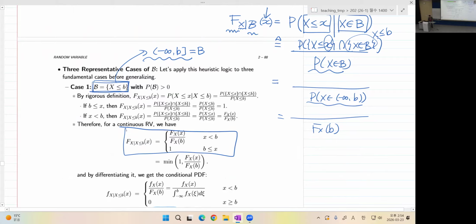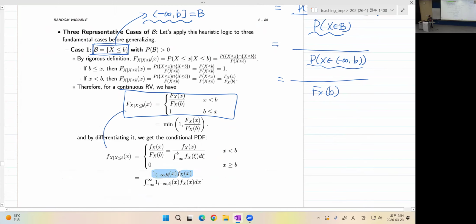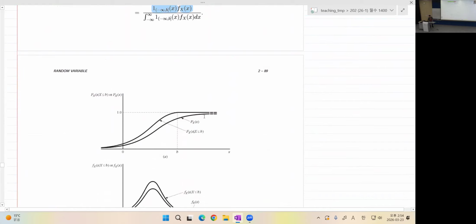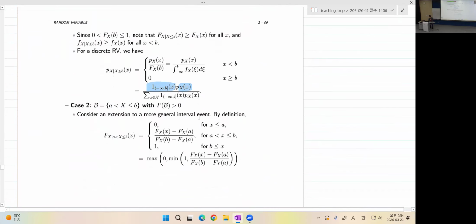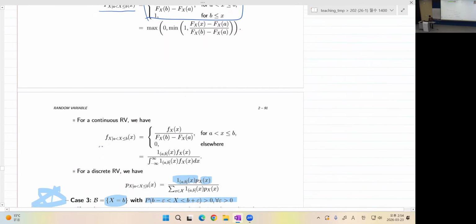Okay, I can derive it. What about the PDF? The conditional PDF: you differentiate and you have this result, and you can write it that way. Okay. What about the discrete case? Or what about when now you have an interval? That's not that difficult. You can show that the CDF can be written that way and the PDF can be obtained by differentiating the conditional CDF.